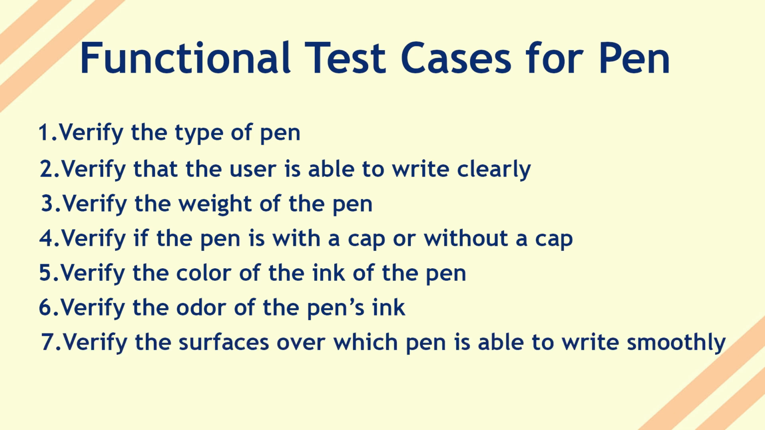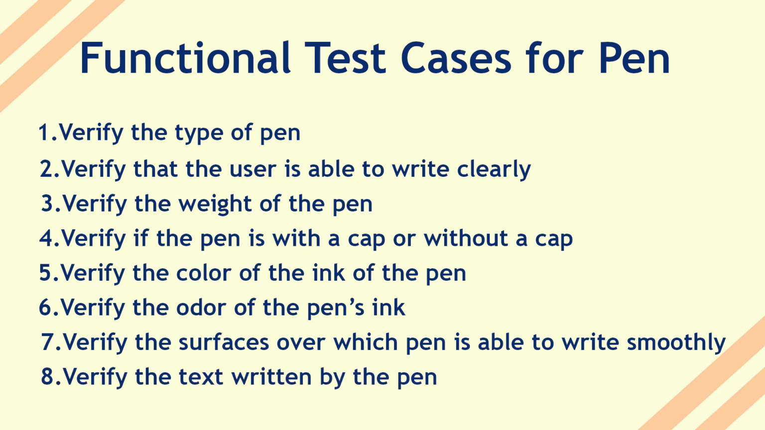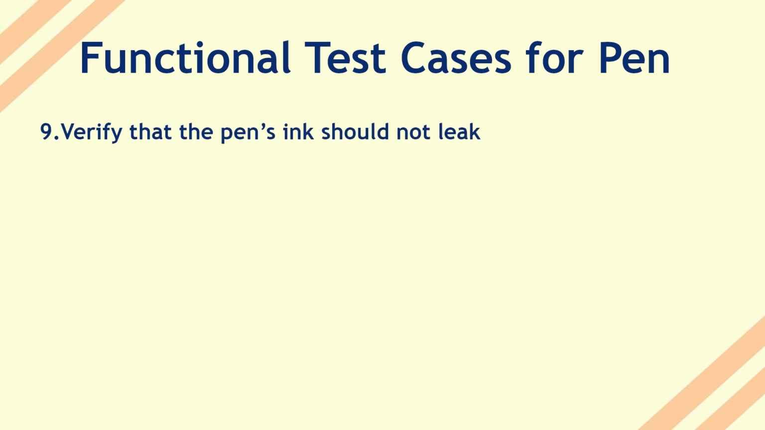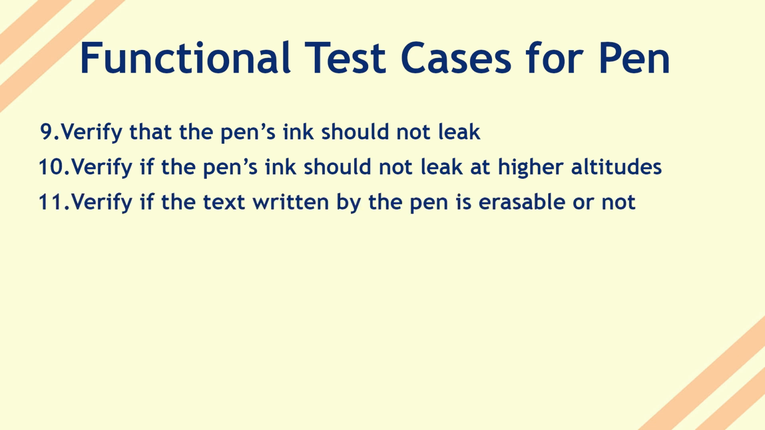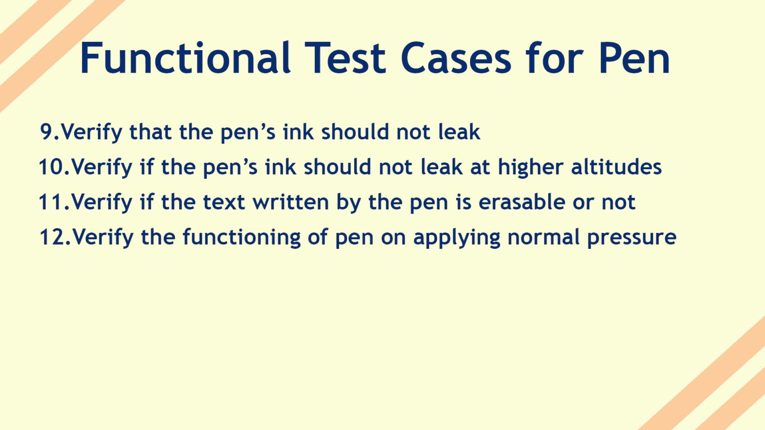Verify the surfaces over which pen is able to write smoothly apart from paper, for example cardboard, rubber surface, wooden surfaces, etc. Verify that the text written by the pen should have consistent ink flow without leaving any blob. Verify that the pen's ink should not leak in case it is tilted upside down. Verify that the pen's ink should not leak at higher altitudes, for example in mountains or while traveling in aeroplanes. Verify if the text written by the pen is erasable or not. Verify the functioning of pen on applying normal pressure during writing.